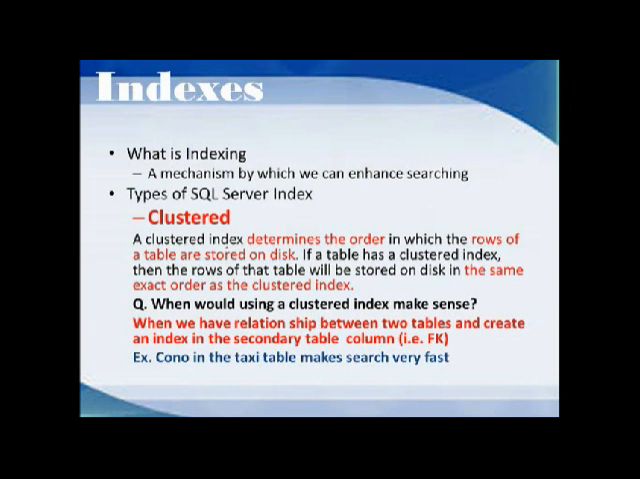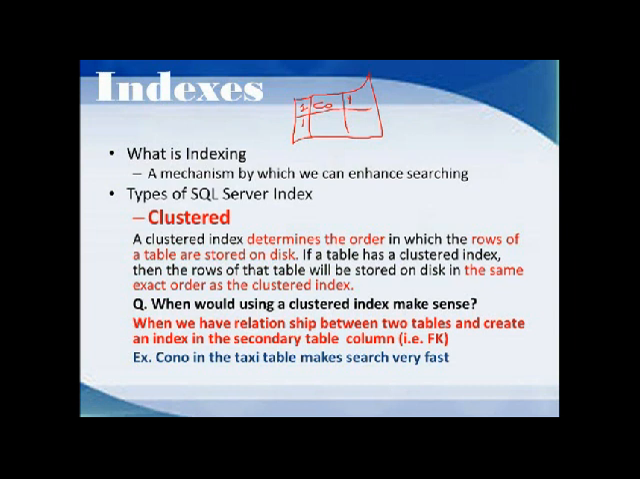The other question that should come in is, when would using a cluster index make sense? When we have a relationship between two tables and create an index on a column in the secondary table, that is, a foreign key, we can use that. Just to make it clear, for example, think of a taxi table. It has a taxi ID, a company number, and the year of that taxi.